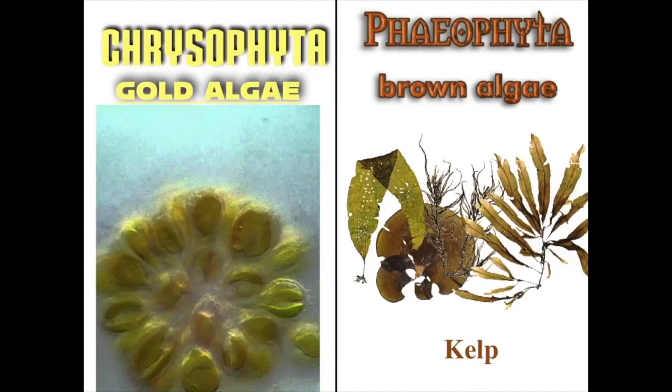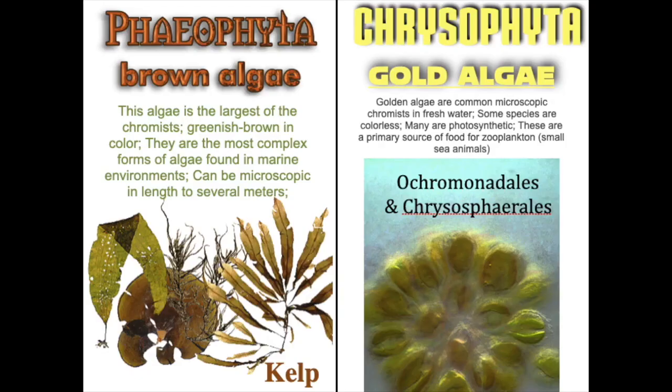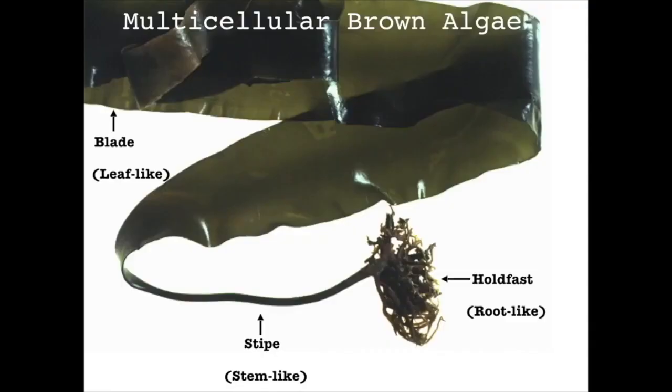Then we have chrysophyta, which is gold algae, and phaeophyta, which is brown algae. Brown algae, also known as kelp, looks like a plant, but it does not have the plant structures, or at least the names. What we would think of as a leaf, scientists call a blade. What we would call a stem in a plant, for this algae would be a stipe. And the root-like structures would be called a holdfast.